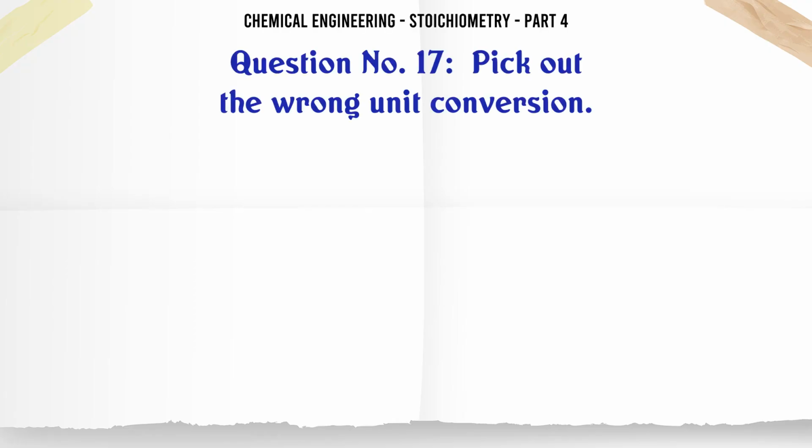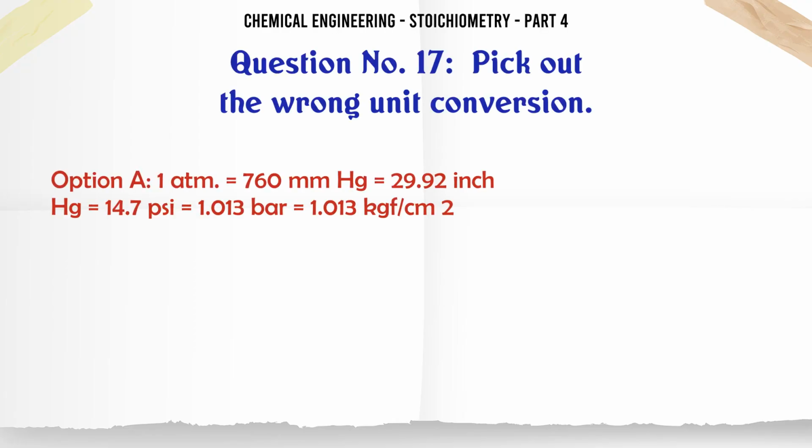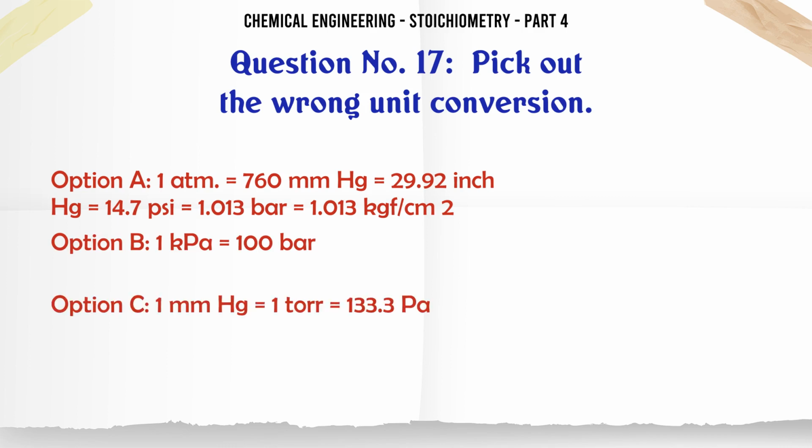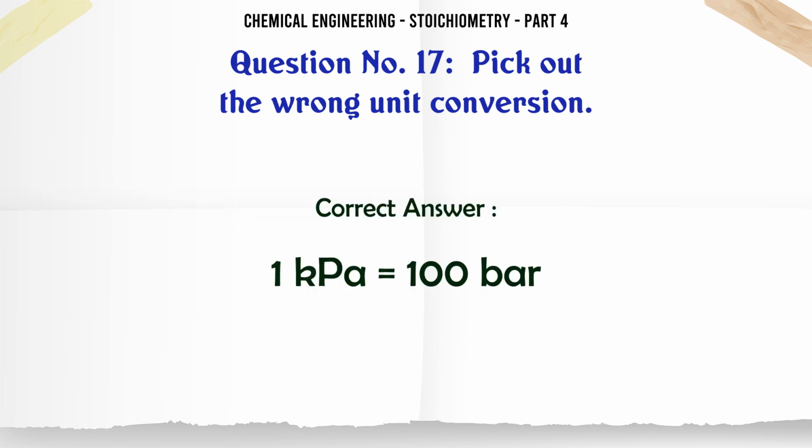Pick out the wrong unit conversion. A. 1 atm = 760 mm Hg = 29.92 inch Hg = 14.7 psi = 1.013 bar = 1.013 kgf/cm². B. 1 kPa = 100 bar. C. 1 mm Hg = 1 torr = 133.3 Pa. D. The correct answer is 1 kPa = 100 bar.